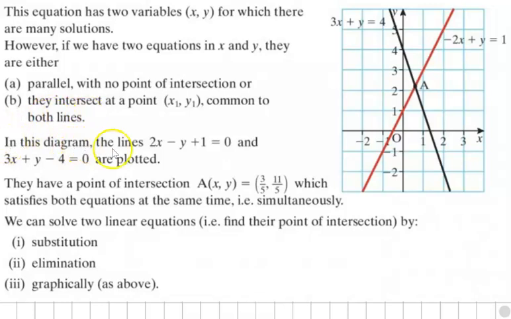In this diagram, the lines 2x minus y plus 1 is equal to 0, the red line, and 3x plus y minus 4 is equal to 0, the black line, are plotted. They have a point of intersection at A, which is 3/5, 11/5, and satisfies both equations at the same time, i.e. simultaneously. We can solve two linear equations, i.e. find their point of intersection, by substitution, elimination, or graphically.